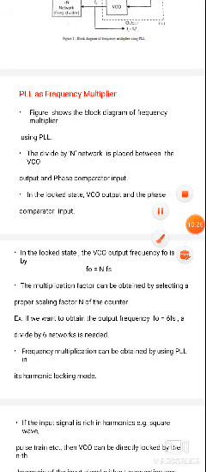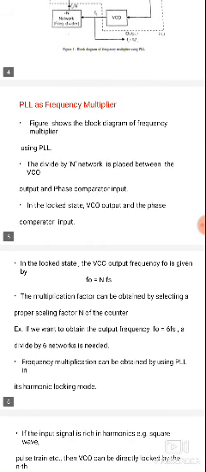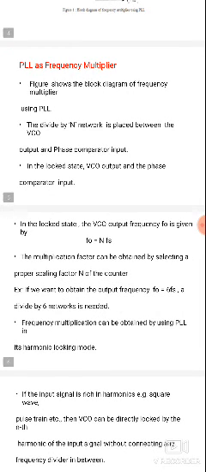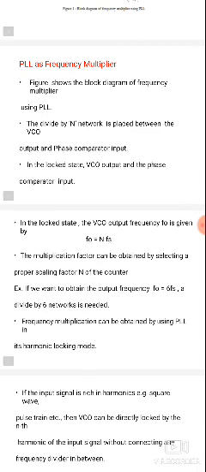The free running state is when there is no input. The capture state is when some input is applied and it is monitored with the VCO. In the locked state, the VCO output and the phase comparator input are equal. In the locked state, the VCO output frequency is given as F0 equals N into Fs, where F0 is the output frequency of the VCO.